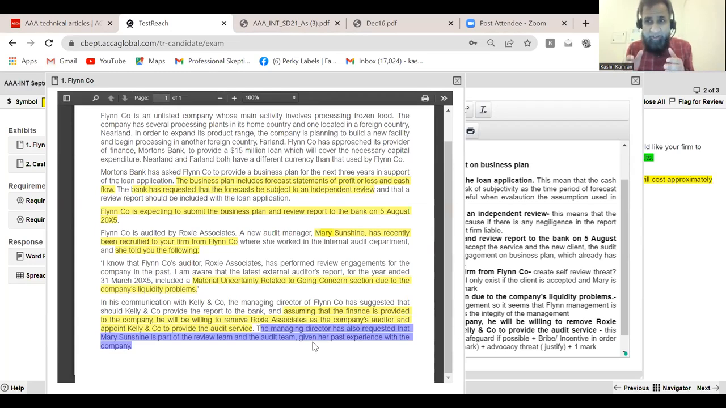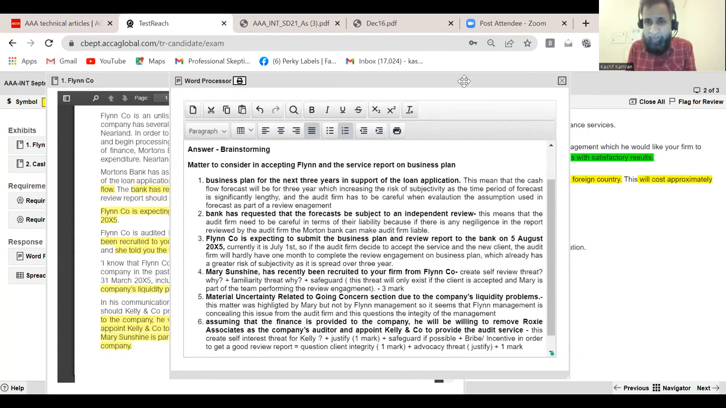Because the managing director knows that Mary will be reluctant. Mary will not be skeptical. See the managing director's point of view. How clever the managing director is. The managing director is telling the audit team to put Mary in the team. Why? Because he knows that Mary will not be skeptical. So is that an interesting statement coming from the managing director? Does that demonstrate that the managing director wants things to be covered up?